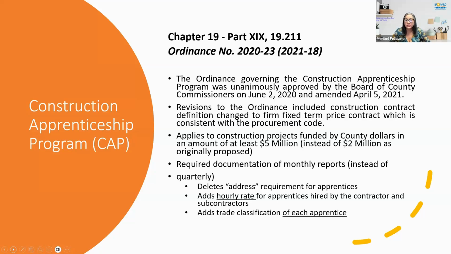If the project is funded by Broward County or other sources of funding that would allow us to implement the program, you will see that as part of the solicitation as well. Similar to the WIP program, when you review the solicitation, it will tell you if the project has a requirement for the Construction Apprenticeship Program or for the Workforce Investment Program. Next.